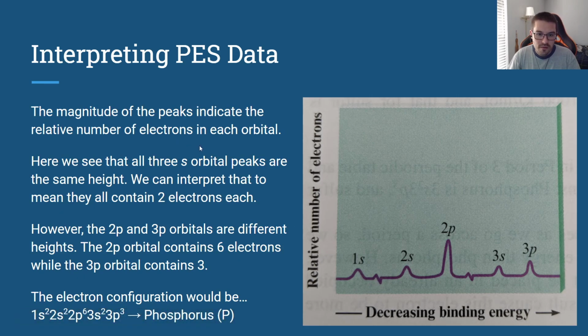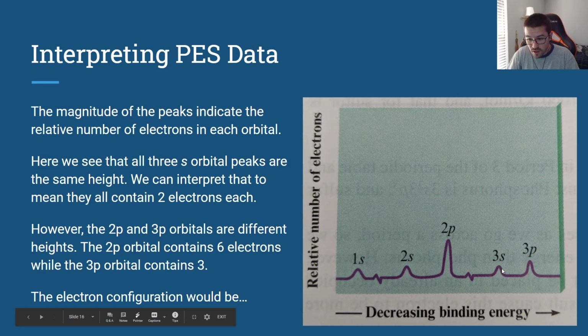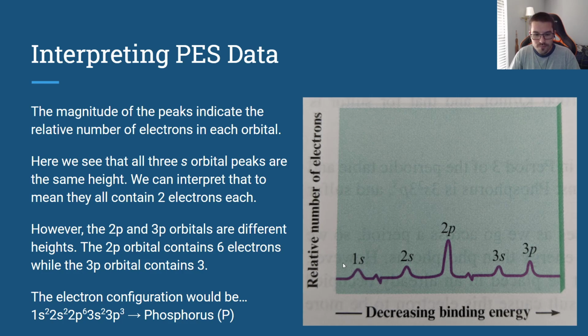The magnitude of the peaks indicates the relative number of electrons. So as you can see, all of these s orbitals have roughly the same height. We can interpret that to mean that they all contain 2 electrons, because s orbitals can hold 2 electrons. And we know that if we have electrons over here, that means we definitely have electrons in the 1s and 2s orbitals. So if this height is the same as this height is the same as this height, then all 3 of those must have the same number of electrons, and so they all have 2. Same thing can be said for the other types of orbitals.